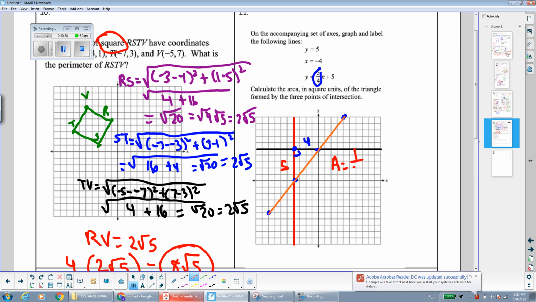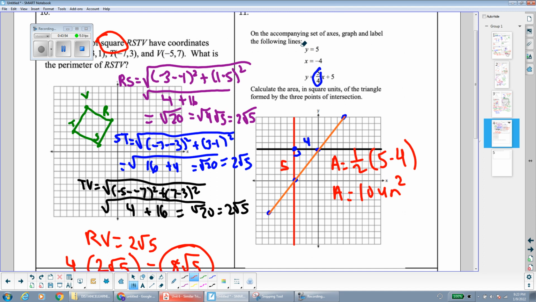So area is equal to 1/2 base times height. And half of 20 is 10 units squared. That question just looks scary, but it really wasn't all that bad. That took us about 2 minutes to do in total.